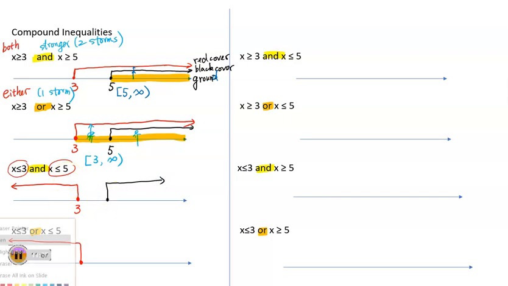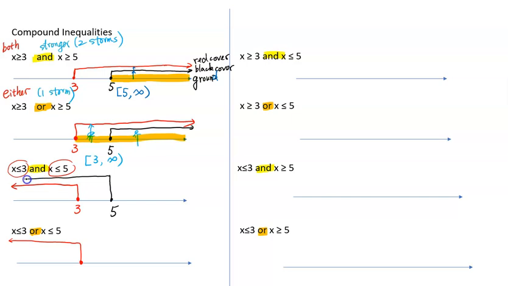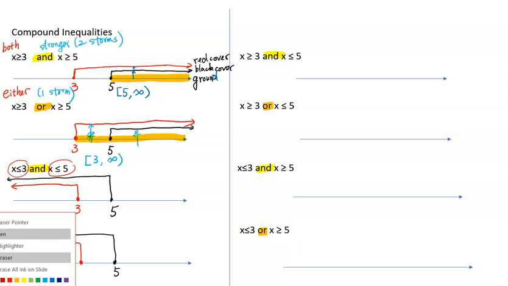I'm sorry, less than, not greater than. So I'm going to make it go left also. All the numbers less than or equal to 5, so go left. And same thing here, x is less than or equal to 5, so I'll make it go left, and it goes on forever.